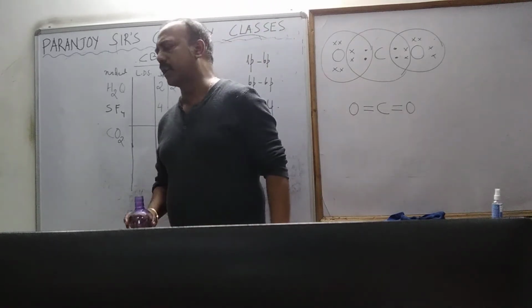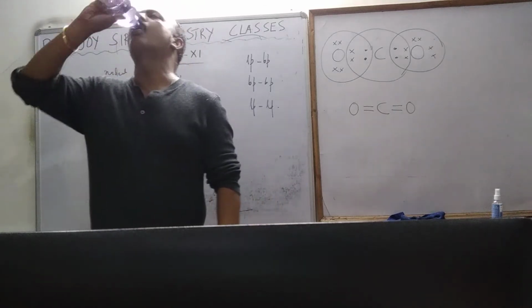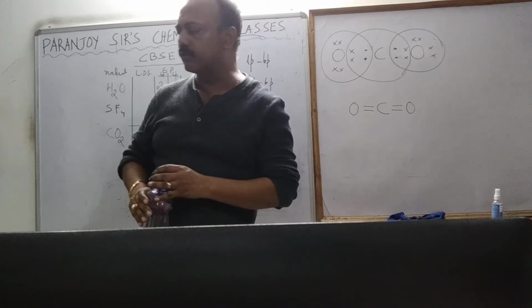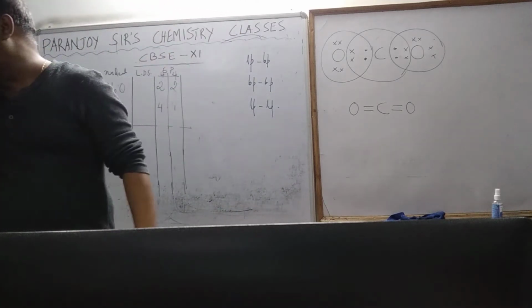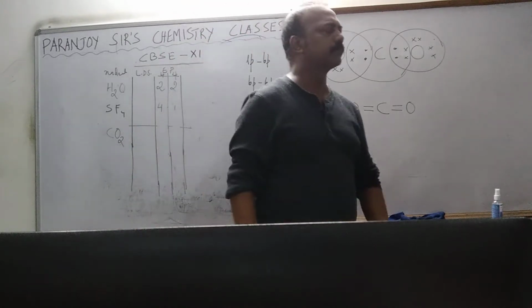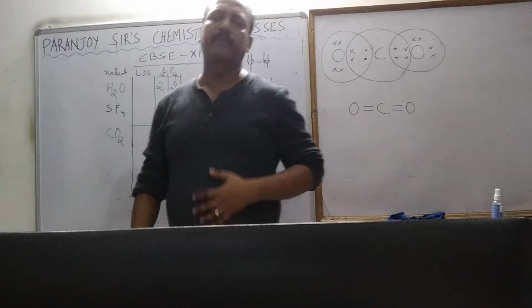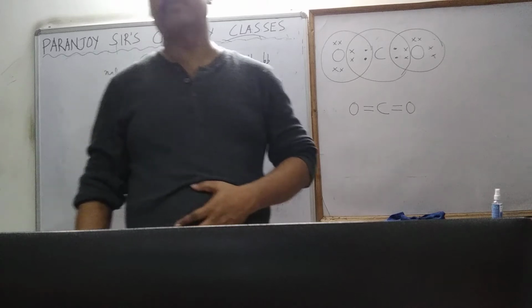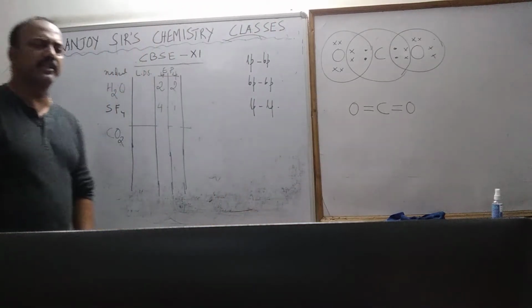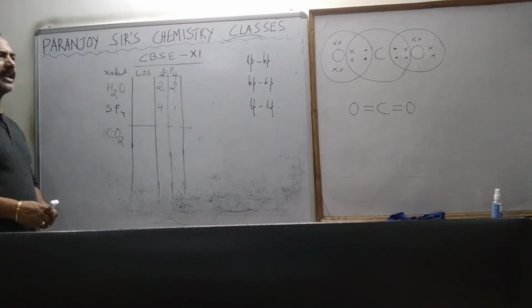Okay. What is the bond angle? 180 degree. Very good. And if it is linear, if 2 pairs are there, what should be the hybridization? SP. See, everybody understood that. Is it clear? Okay, so that table is also completed. Next, you tell me the next one.